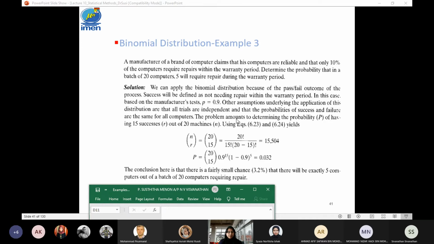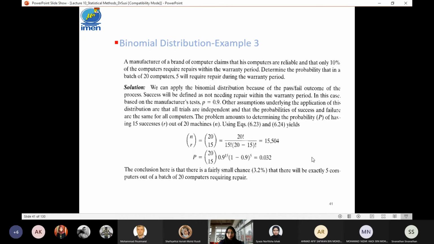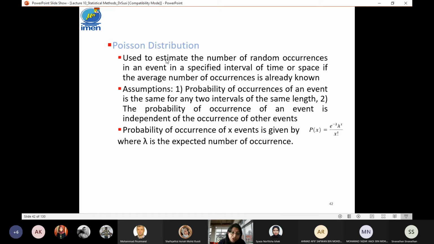Okay, and moving on to the next one. Poisson distribution. So we looked at Gaussian, we looked at binomial, and this is Poisson. Poisson is used to estimate the number of random occurrences of an event in a specified interval of time or space. So these are the assumptions. The probability of occurrence of an event is the same for any 2 intervals of the same length. The probability of occurrence of an event is independent, all right, of the occurrence of other events. So it's given by this equation over here.